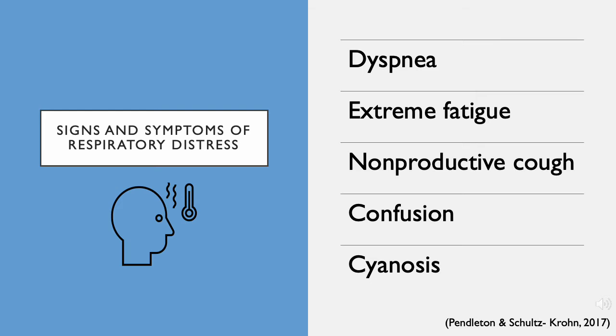Signs and symptoms of respiratory distress. Starting with dyspnea, this is one of the most common. This is difficult or labored breathing, and a lot of individuals with pulmonary conditions have this at rest, so just be aware of what their baseline is prior to engaging in any physical activity. The next ones are extreme fatigue, non-productive cough, confusion, and cyanosis, which is a bluish tone in the skin because there is not enough oxygen in the blood.